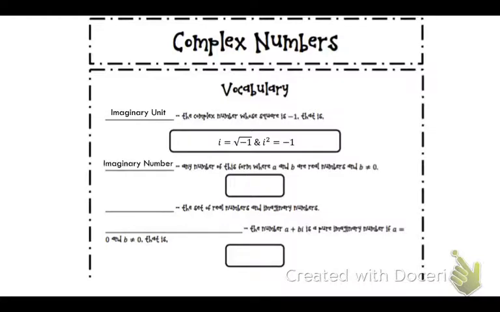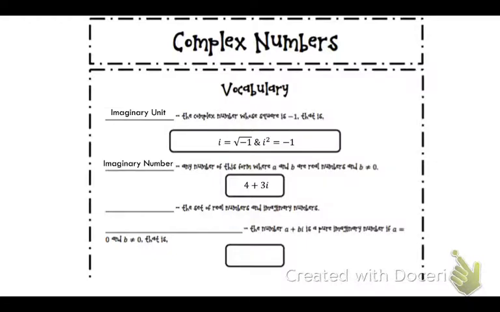Any number of this form, where a and b are real numbers and b cannot equal 0, is an imaginary number. So that's like 4 plus 3i. That would be a plus bi. That's what that is right there. So maybe write that down: a plus bi.